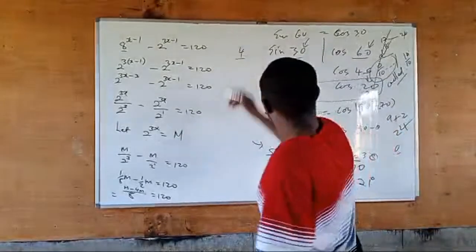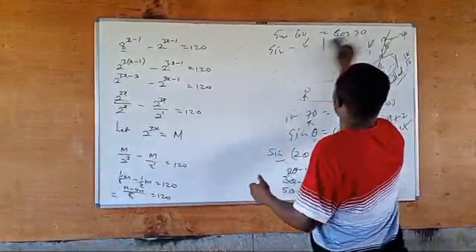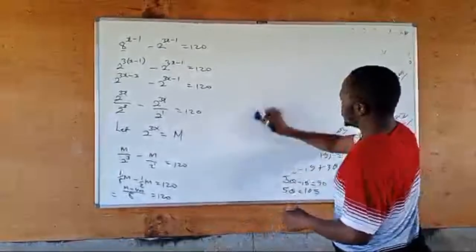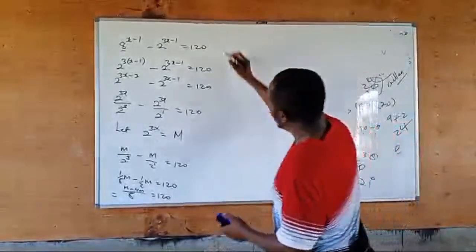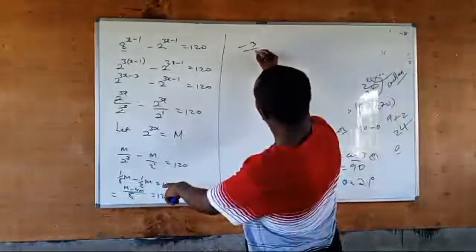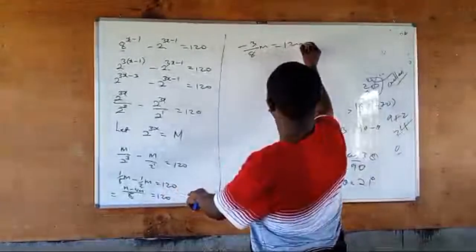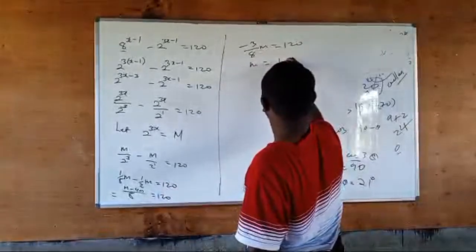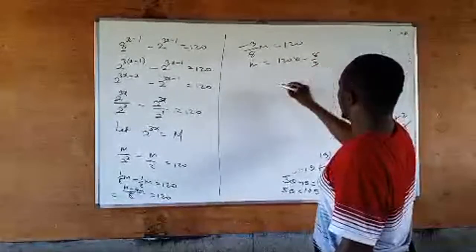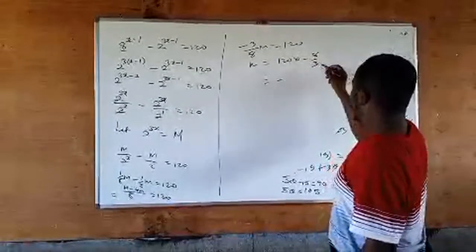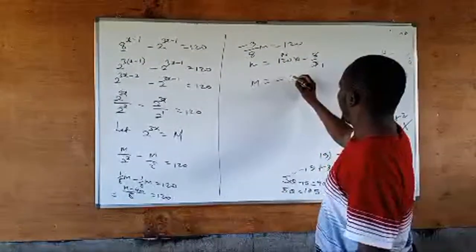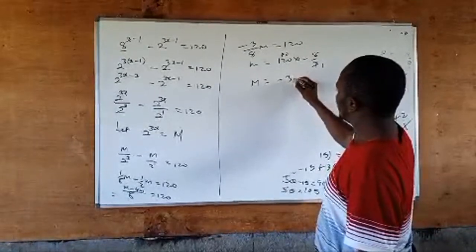Tuko hapa. The last thing we are doing ndio tuende hiyo break. If you have a question, utaniona mimi. Hii negative 3 over 8m equals to 120. Cross multiply m equals to 120 times negative 8 over 3. Negative what? 31, 340. So m equals to negative 320.